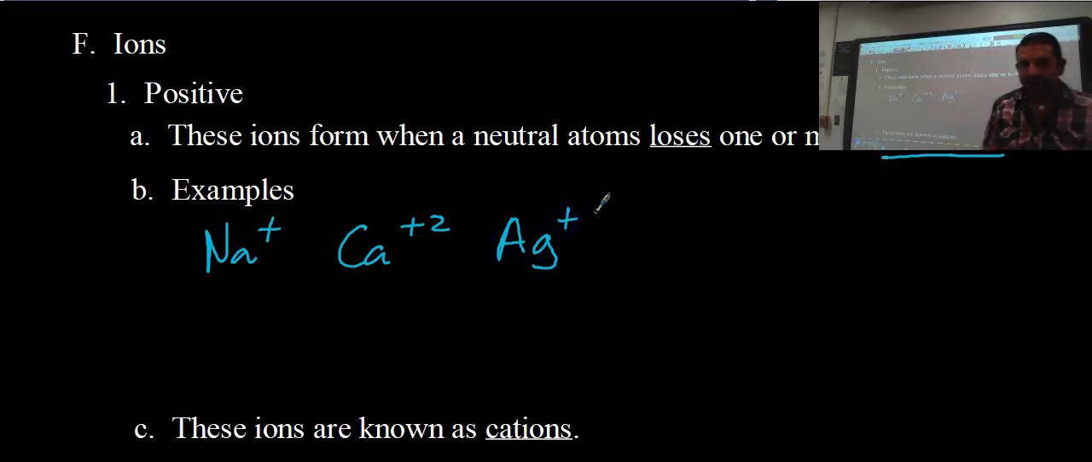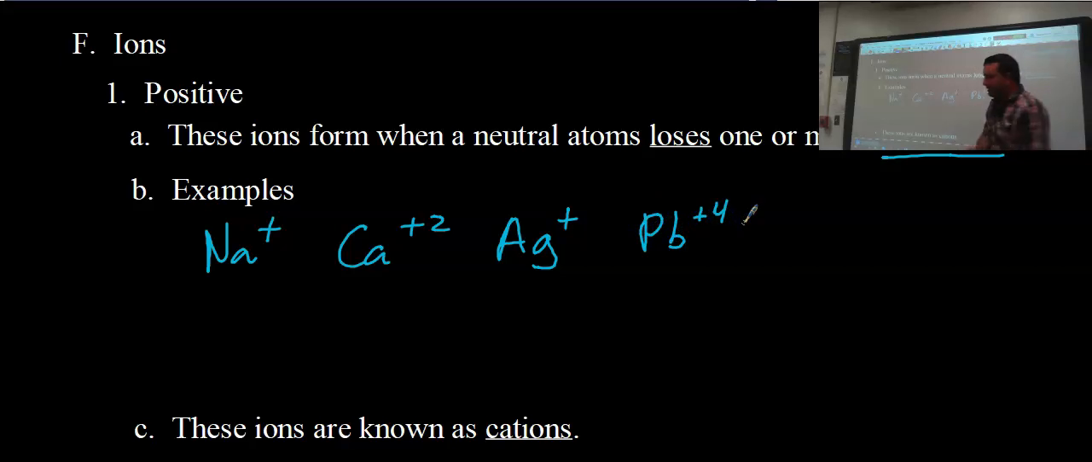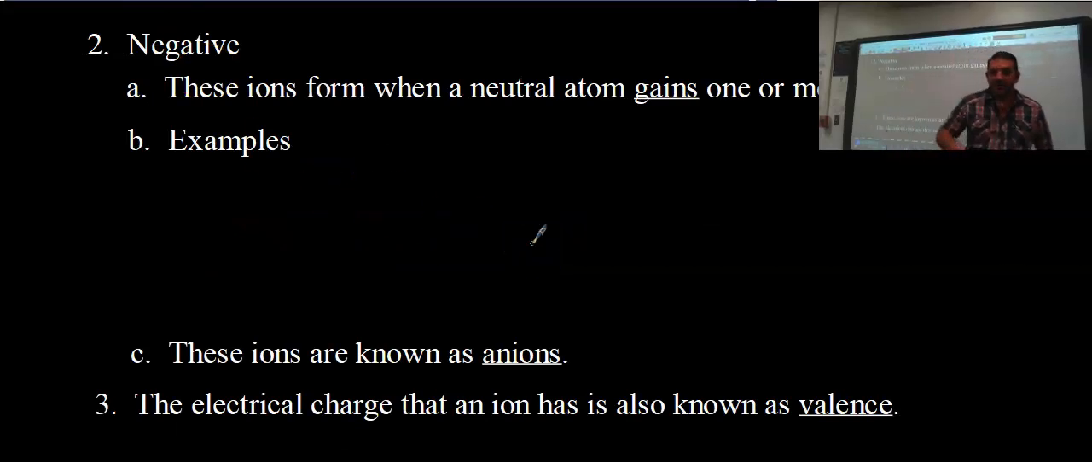Here's another example. Silver forms an ion with a +1 charge. Lead forms an ion that has a +4 charge. So there are all these substances that can form these positive ions known as cations. Again, what's important is that an atom, when it loses 1 or more electrons, will form a positive ion known as a cation. Now, these ions don't just get ripped off and go into space. They go somewhere. So where do they go? Well, perhaps they go to another atom. We'll talk about this transfer of electrons when we talk about chemical bonds.